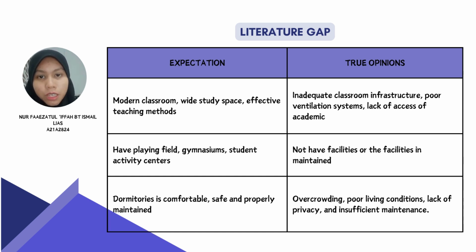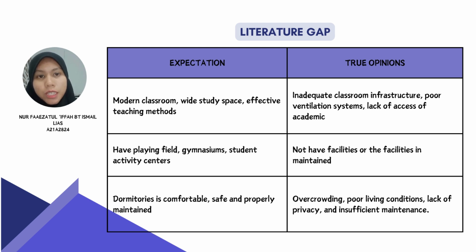For the independent variable learning environment, the student expectation is modern classroom, wide study space, effective teaching method, but their true opinion is inadequate classroom infrastructure, poor ventilation system, lack of access to academic resources.